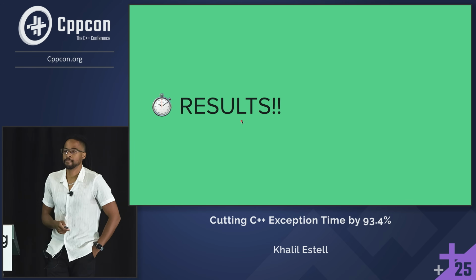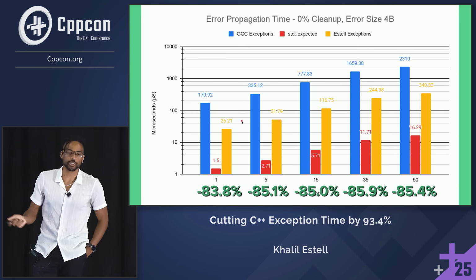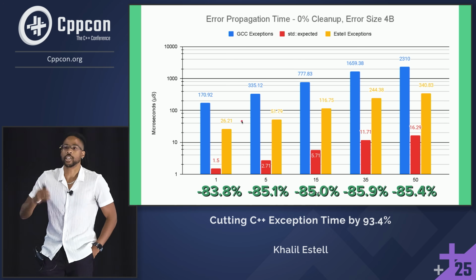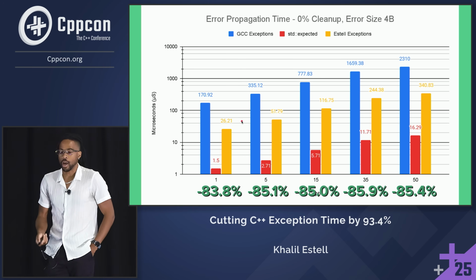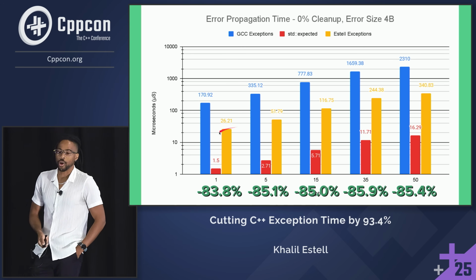So now for results time. With this, I got to around 83 to 85.4% faster than what GCC can do today. And I've now moved the range that we're in from hundreds to thousands, from tens to hundreds. I'm still not at the ones to tens, but I'm getting there.